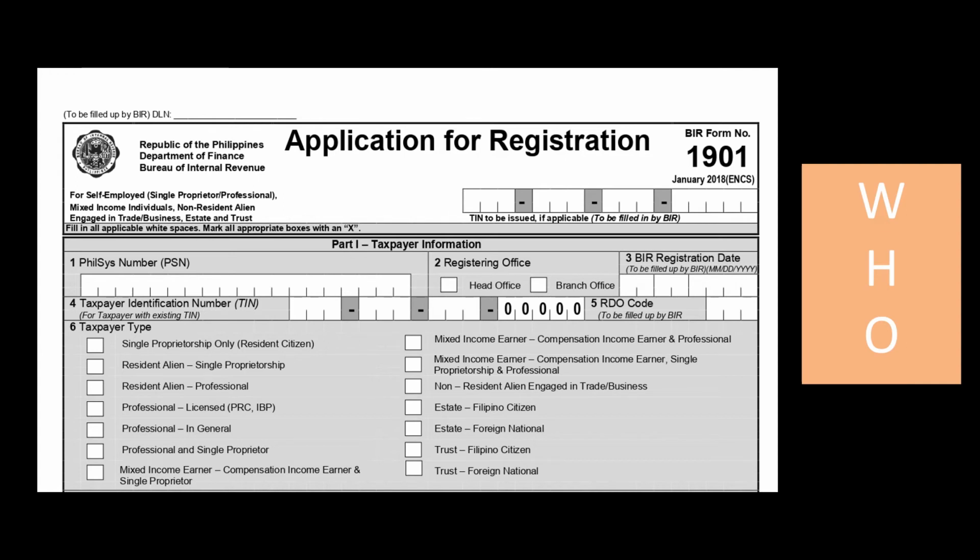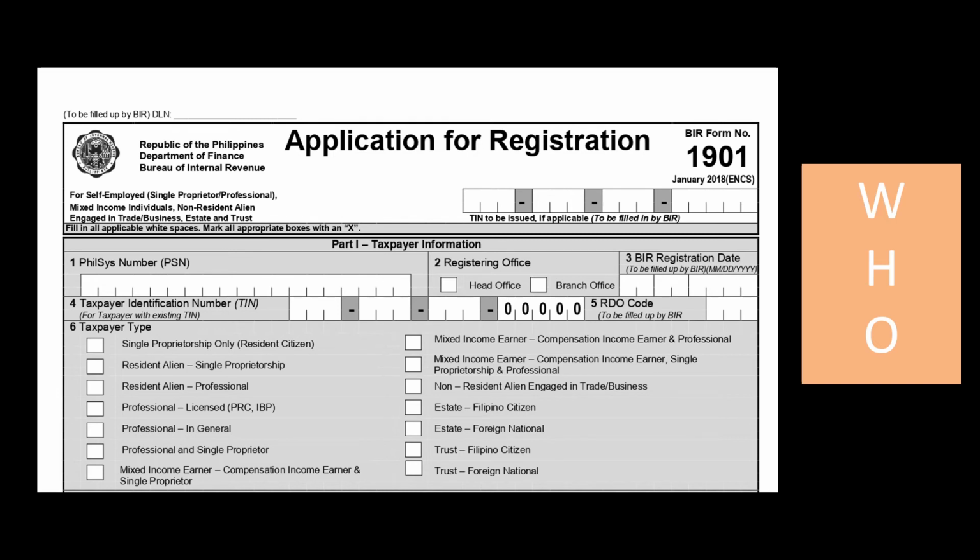And if you are a citizen, then you have here the option in single proprietorship as only as a resident citizen. And then the professional license in the PRC and IBP, the professionals in general. And then there is this classification of professional and single proprietor. So you can be both a professional, but you also own a business. You fit in this category.